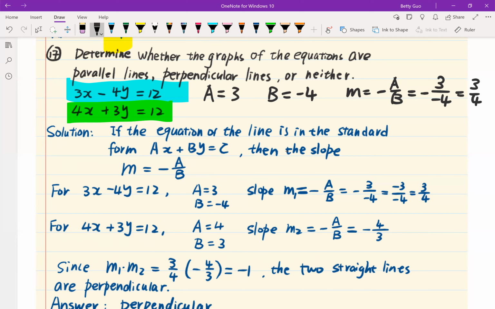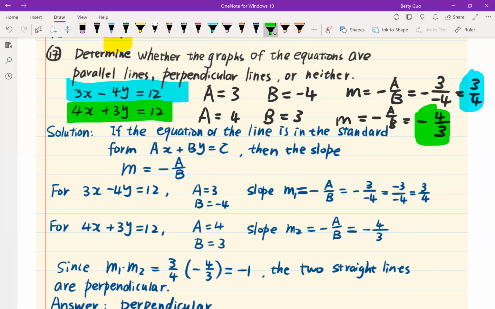For the green equation, we do the same thing. A is 4, B is 3. We plug in the formula. So the slope is negative 4 over 3. So let me highlight it. The blue equation has slope 3 over 4 in blue. The green equation has slope negative 4 over 3 in green.